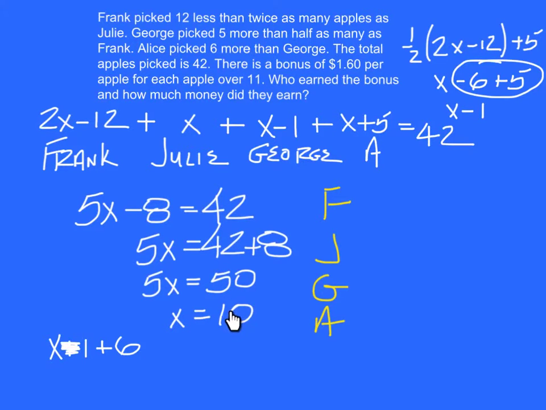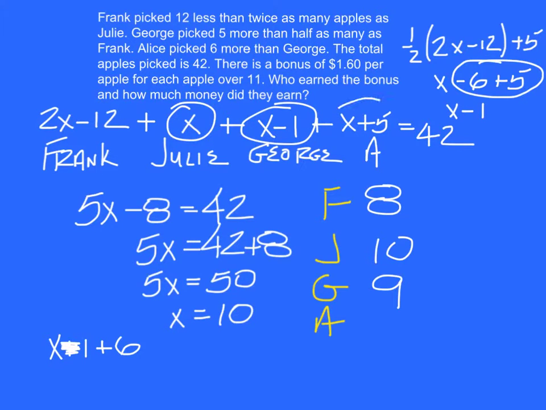Okay, x is 10. If I put x as 10 right here for Frank, 2 times 10 is 20, minus 12 gives me what? 8. Julie is going to be what? 10, because Julie is x. George is x minus 1. So what does George end up being? And Alice is x plus 5. What is she? 15.